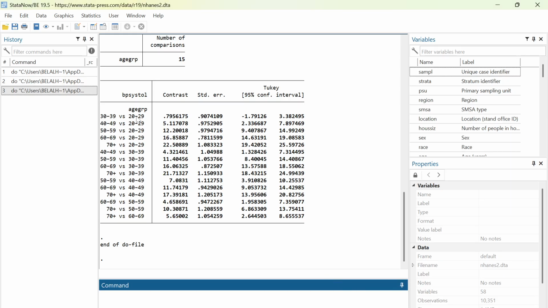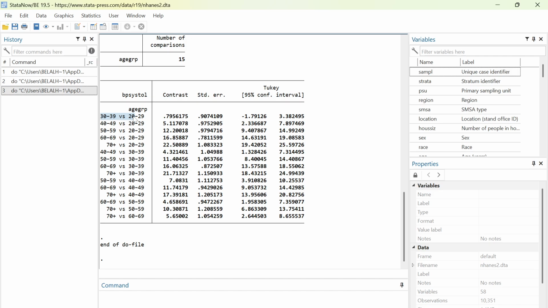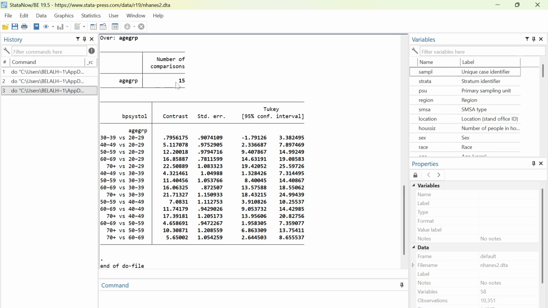So let me explain this table. This is comparing each age group with all other age groups, okay? In the column. That's why there are 15 comparisons. So the first comparison is 30 to 39 versus 20 to 29, two age groups, okay? And as you see, their mean difference is 0.79, less than 1 in systolic blood pressure.